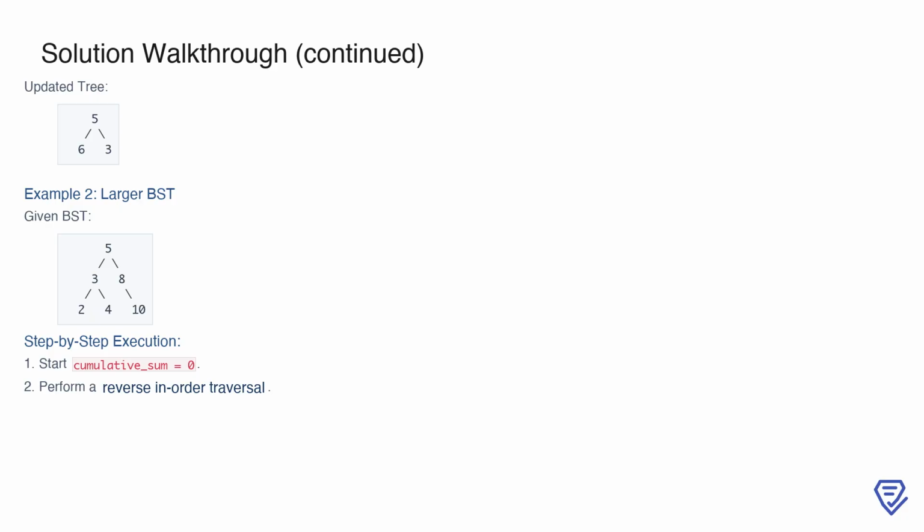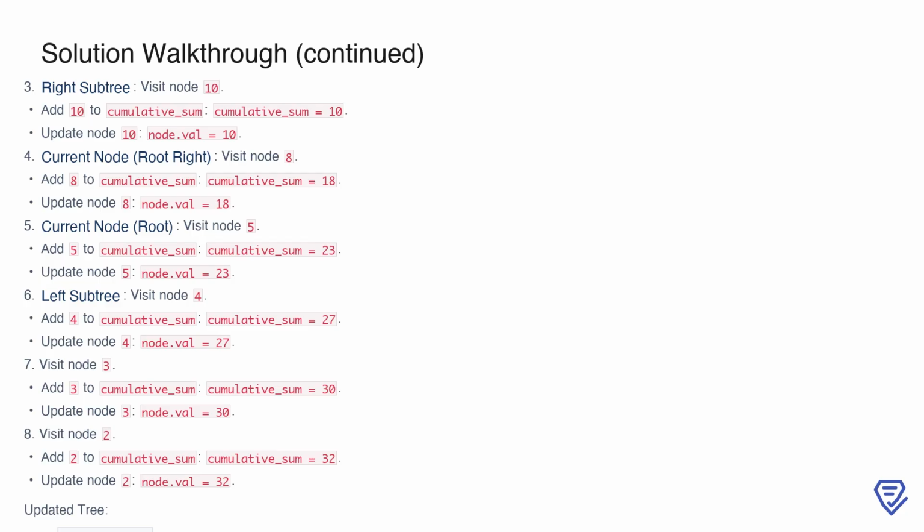This ensures we process the nodes in descending order, starting from the rightmost node, then the root, and finally the left subtree. We begin with the right subtree, visiting node 10 first. Adding 10 to cumulative_sum makes it 10, and we update node 10's value to 10. Next, we move to node 8, adding its value to cumulative_sum, which now becomes 18. Node 8's value is updated to 18.